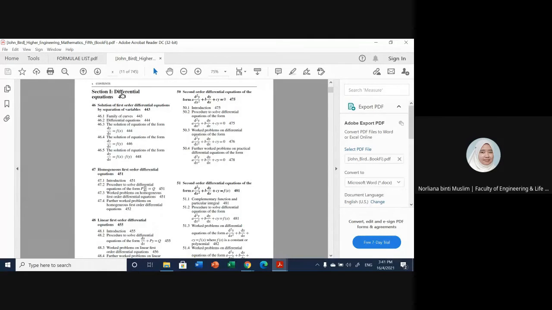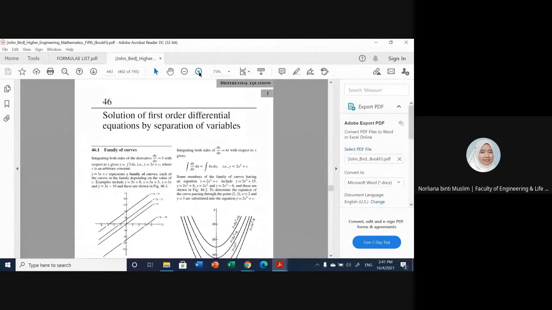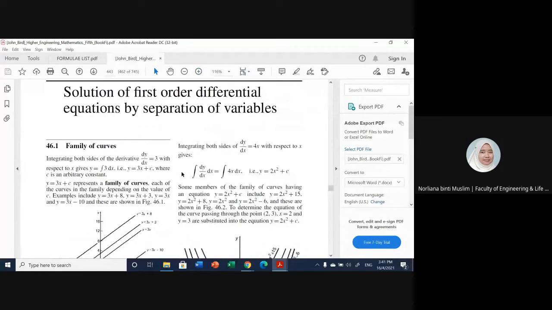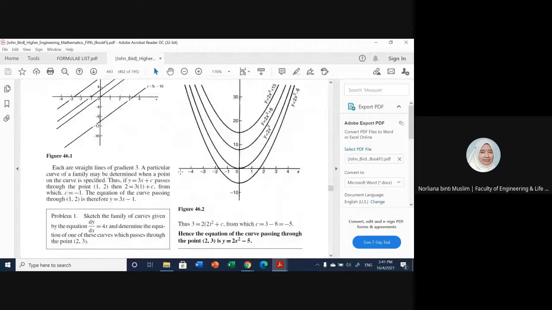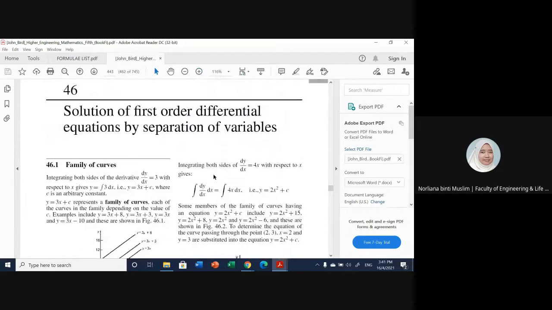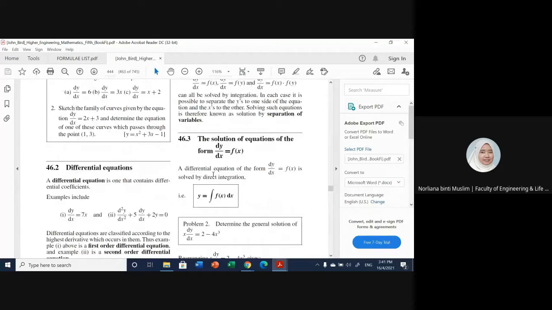Okay, we'll start with this section on differential equations. The first course outcome starts from here. So we will start with the first order ODE.